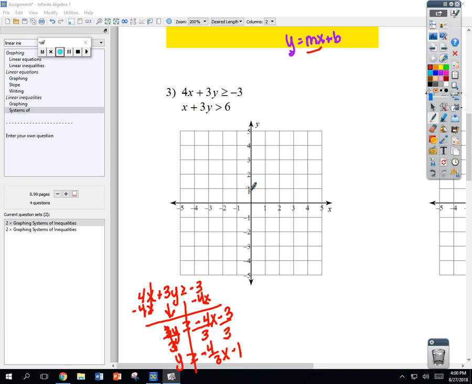So my begin point is at negative 1. My slope is down 1, 2, 3, 4, right 3. Or up 1, 2, 3, 4, left 3. And then it's a solid line because of the or equal to here. And y is bigger again, so I'm going to shade above.